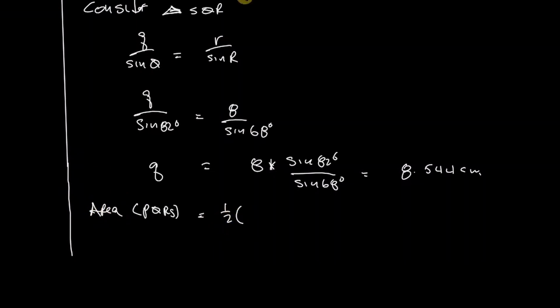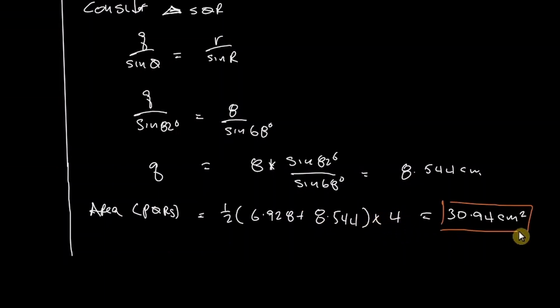Therefore, we could write that the area of the trapezium is equal to half the length of the parallel sides, which is y plus q, y is equal to 6.928 plus q, which is 8.544, multiplied by the vertical distance between, which is 4, and that gives 30.94 centimeters squared.